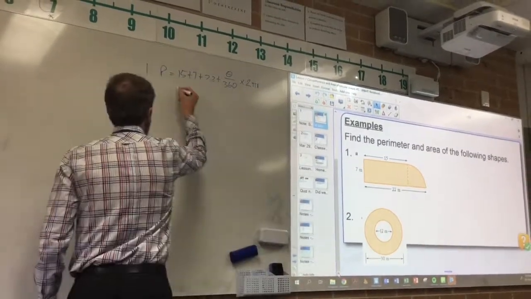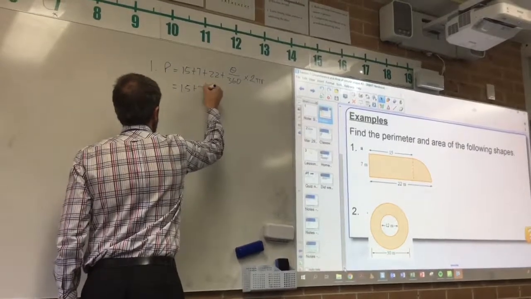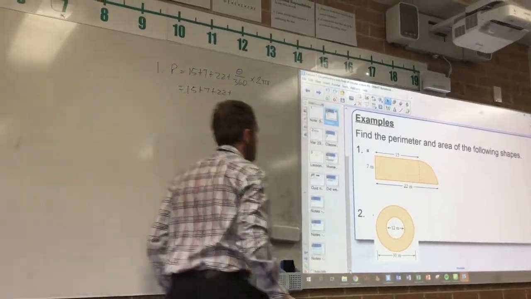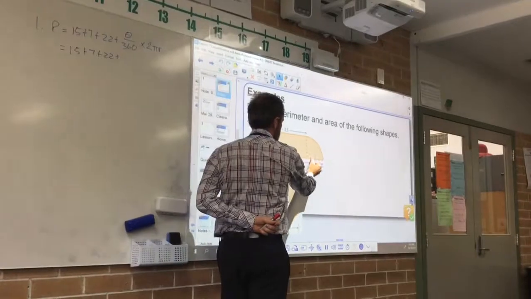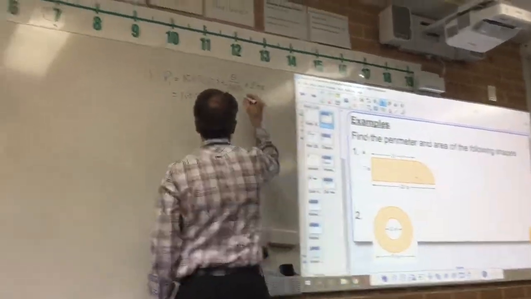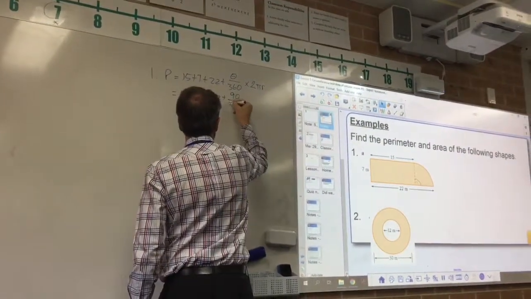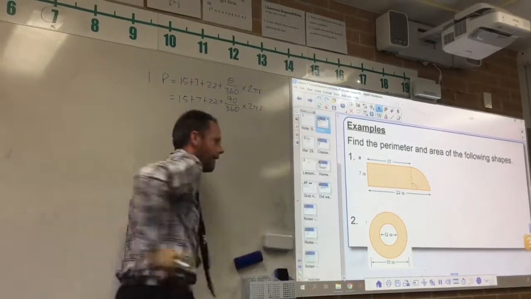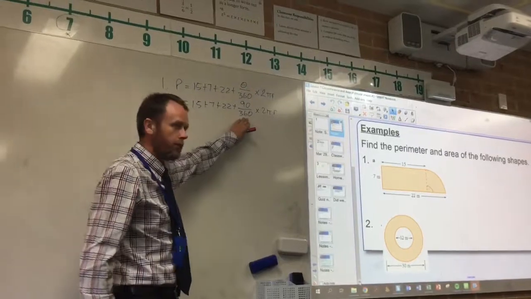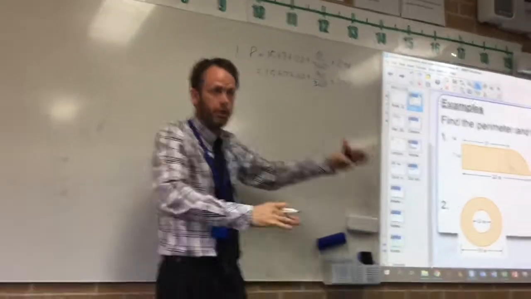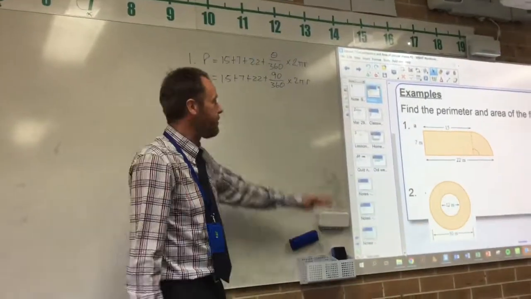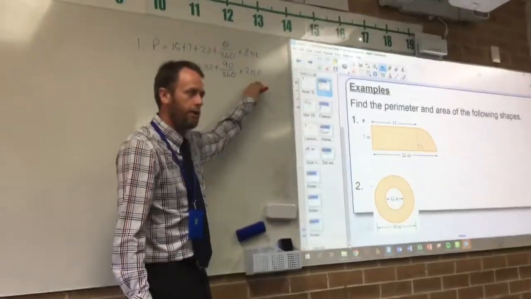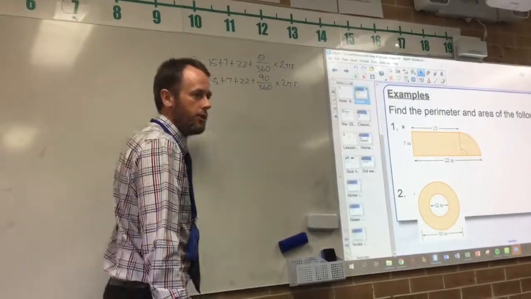When I then substitute, I need to be aware that this angle here is 90 degrees. Now I could simplify that to a quarter, but at the moment, just do it this way because then you're dealing with the exact angle. Now I do need somebody to type this into a calculator for me and to give me the answer that you come up with.